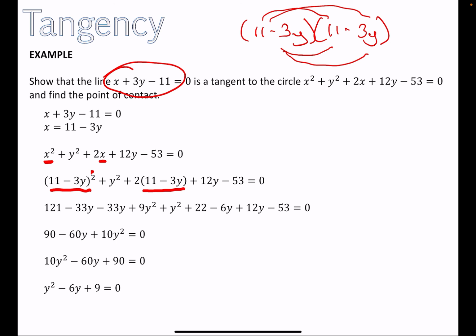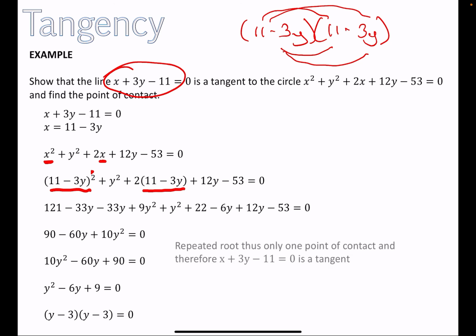Now it's just a case of solving this, okay, by factorization. So split it into 2 brackets, y minus 3 and y minus 3. Right, what this is basically saying, this is telling us where our points of contact are going to be, okay? And because it's a repeated root, that means there's only one point of contact. And therefore, x plus 3y minus 11 equals 0 is a tangent because there's only one point of contact. Right?